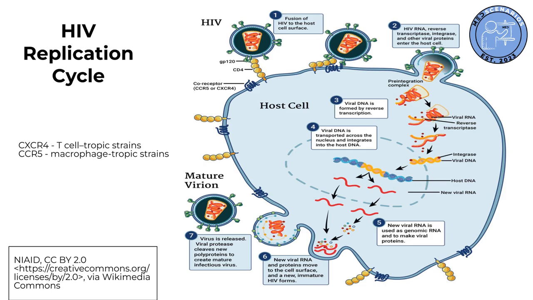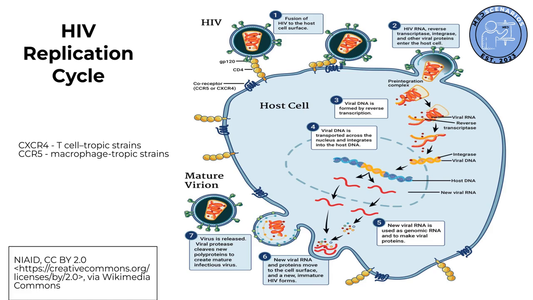Now, note to make here is CXCR4 is a chemokine co-receptor that is mostly present in T cells, and that's why HIV strains which use CXCR4 are called T cell tropic strains. And then other cells like macrophages have CCR5 chemokine receptors, and HIV strains that bind to these cells are called macrophage tropic strains.